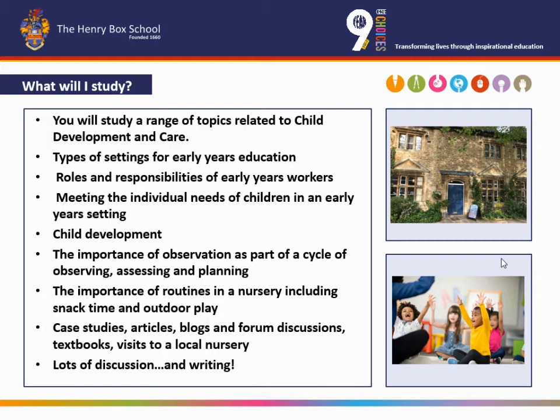We spend quite a considerable amount of time looking at child development. So what happens to children between the ages of 0 and 5. We look at how important it is to observe those children, to measure their progress and help match activities to make them progress further and help them to make sure that they are developing as they should, developing well. We also look at some of the routines like snack time and outdoor play.